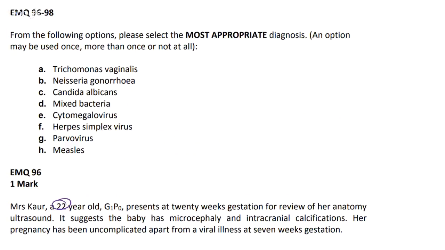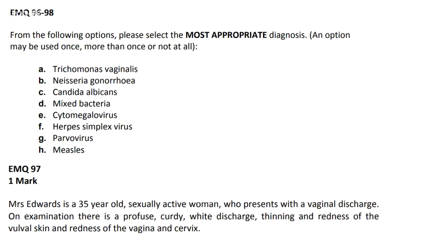So 22 years old, G1P0. Her baby has microcephaly and intracranial calcifications. And we've done this a lot. So what do you think this is? CMV. I mean, if you look at any of the other videos, I'm sure we go into more detail about it. So 35 years old, she's sexually active, presents with vaginal discharge, profuse, curdy, white, thinning and redness of the vulval skin. What do you think she has? Candida, she has thrush.